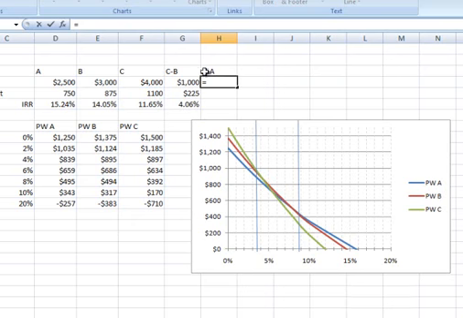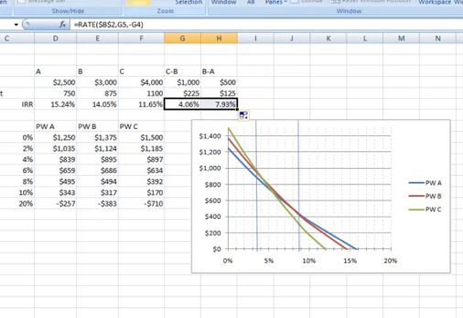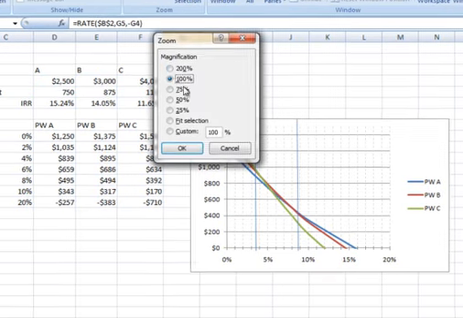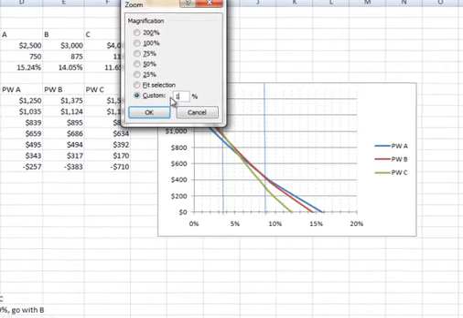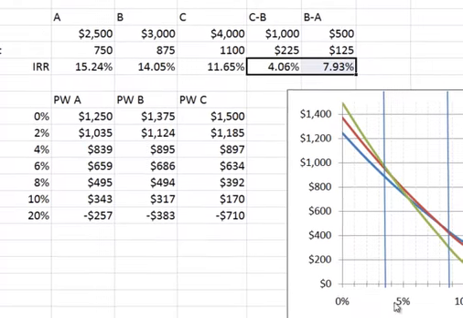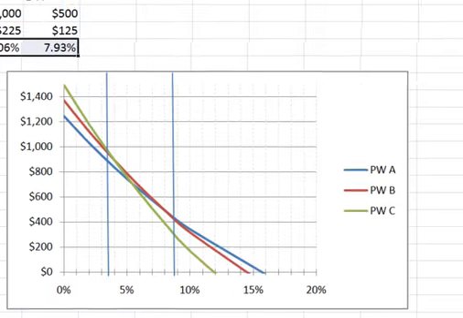This would equal B minus A. And then I can just grab the corner here and pull this over, and you can see these differing interest rates. So now, what this is showing you, and let's zoom in on this graph so you can see, I'm going to go up to about 150. I hope this will show up better. Okay, let me get over here and we can take a look.